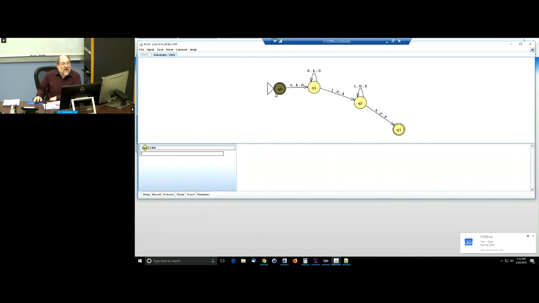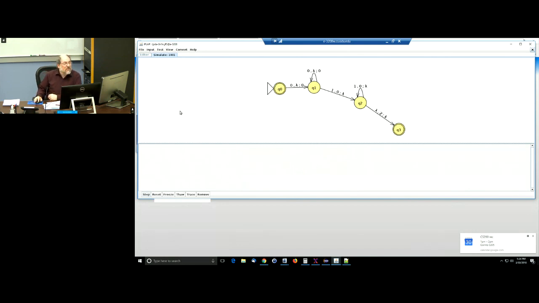Now, if we were done with our output, we would have actually accepted at that point. I'm not 100% sure that's correct, but let me think about that. But for right now, that's going to immediately fail because we don't have a transition coming out on 1. So I guess this is for zeros followed by ones with at least one of each.